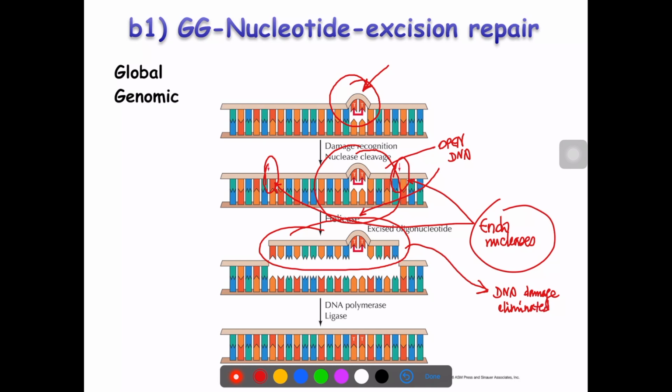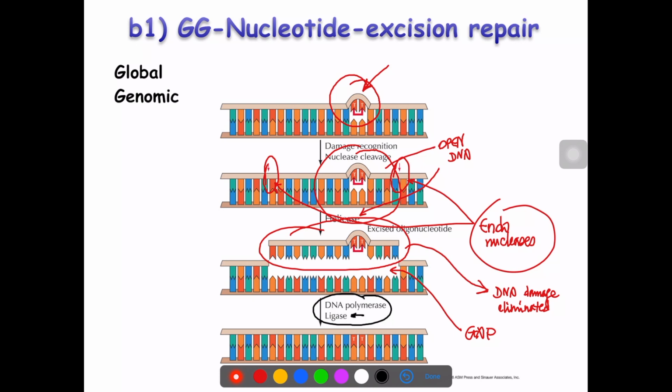And now what you end up with is a gap that needs to be filled in. And that filling in will be the job of DNA polymerase. And once you have filled it in and now you just have a nick in your DNA structure, the nick is sealed by the activity of ligase. So those are the last two steps that will be required in order to fix the DNA damage that has been fixed by nucleotide excision repair.